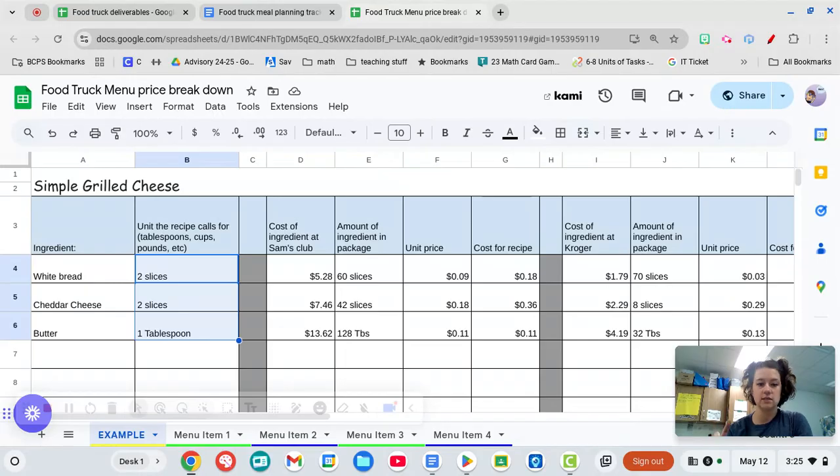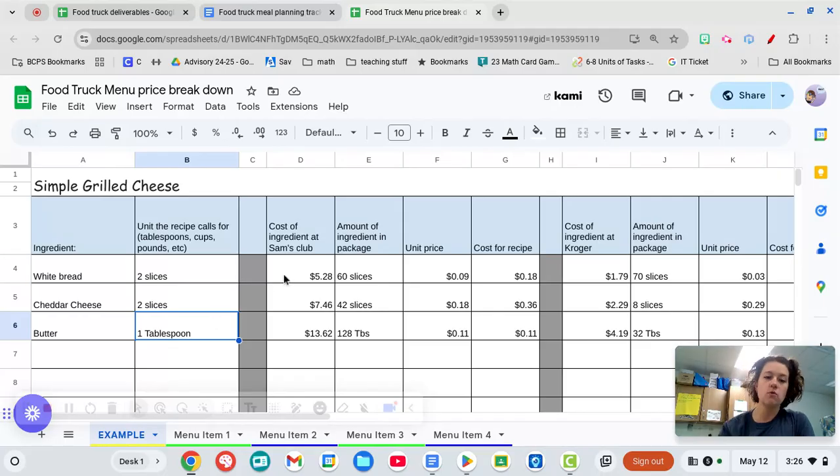Note that I listed how much I need and what it's being measured by. So not just 2 what? 2 ounces, 2 pounds? No, 2 slices. I had to list that we're measuring by the slice of bread. For butter, it's by the tablespoon. So make sure you are listing the exact amount that you need as well as what you're measuring it by.